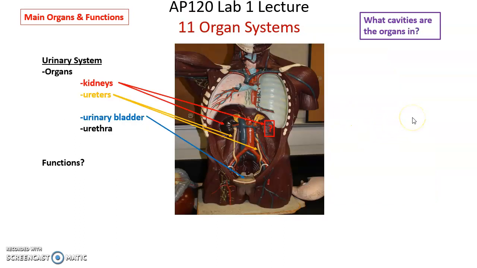Then we have the urinary system. The urinary system includes the two kidneys, the right and left kidneys, although this model, I guess, donated one of its kidneys to someone. You have the ureters, the tubes that attach the kidneys to the urinary bladder. The urinary bladder expels the urine through the urethra. The kidneys and ureters are found primarily in the abdominal cavity. The urinary bladder is in the pelvic cavity.